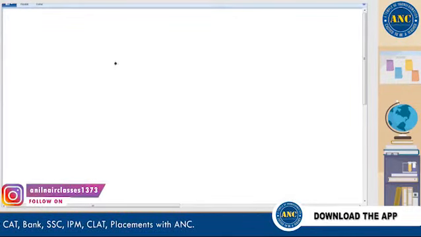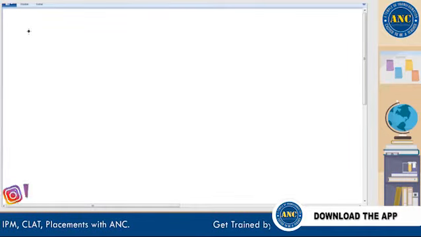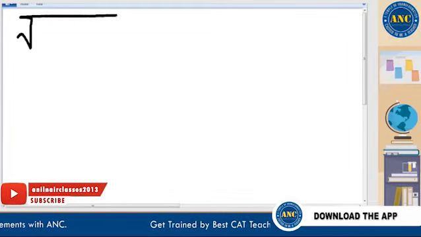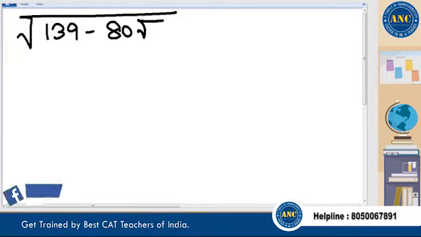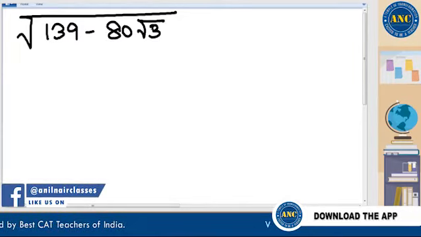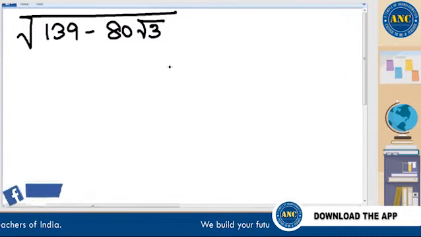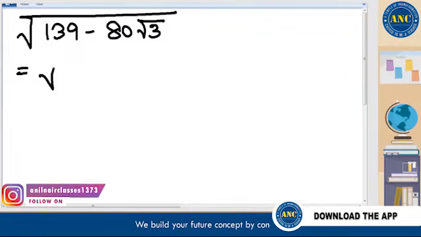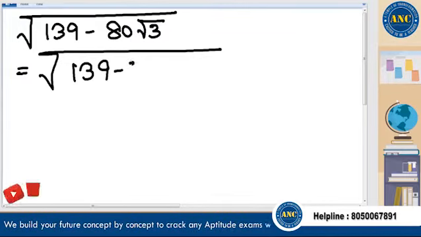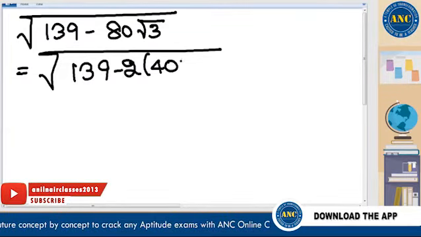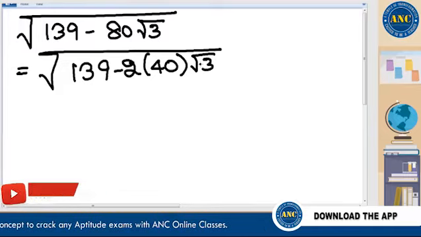Next question. Square root of 139 minus 80 root 3. Same logic I will implement. I don't like 80. I want it to be written as 2 into something. So it is 2 into 40 root 3, right?